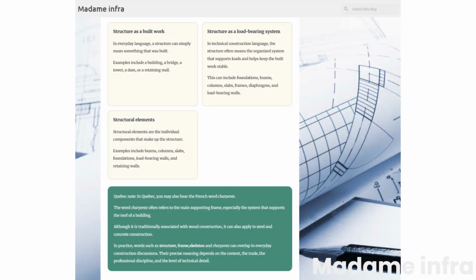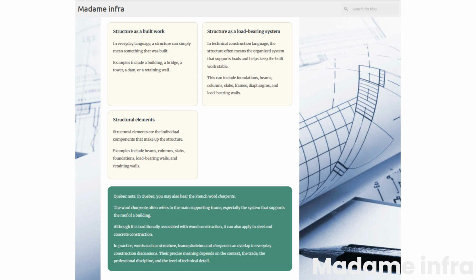Structure as a built work. In everyday language, a structure can simply mean something that was built. Examples include a building, a bridge, a tower, a dam, or a retaining wall. Structure as a load-bearing system. In technical construction language, the structure often means the organized system that supports loads and helps keep the built work stable. This can include foundations, beams, columns, slabs, frames, diaphragms, and load-bearing walls. Structural elements. Structural elements are the individual components that make up the structure. Examples include beams, columns, slabs, foundations, load-bearing walls, and retaining walls.